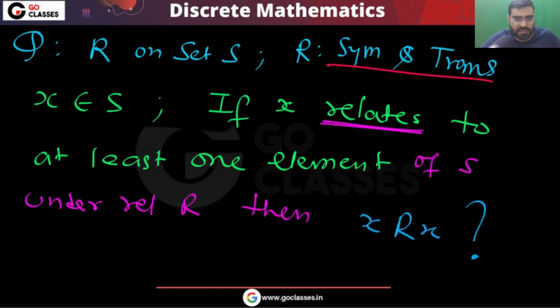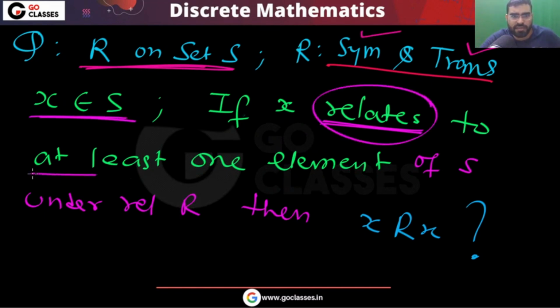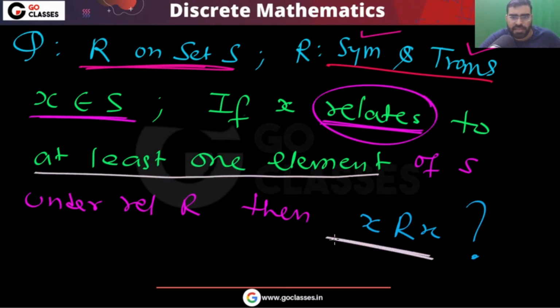See, this is something interesting. From the previous question, you can make this statement that you have a relation R on set S. The relation is symmetric and transitive. Now I am saying that there is an element X. Take any element X. If it is related to any element, then definitely it will be related to itself. If it is related to at least one element, then definitely X will be related to itself. Is this true or false? This statement on your screen, is this true or false?